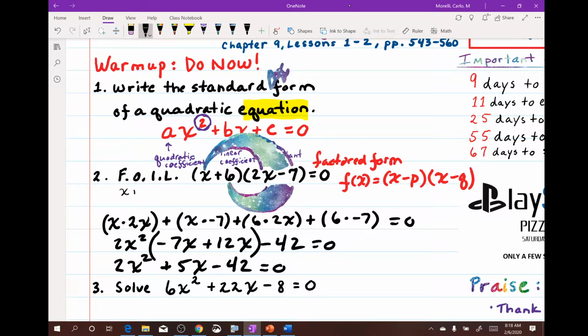X plus 6 equals 0. Right? Minus 6 on both sides. So x equals negative 6. So the solution there was negative 6. Now over here, I've got 2x minus 7 equals 0. John, what would be the first step to solving this tiny little linear equation right here? 2x minus 7 equals 0. Add 7 on both sides. Thank you, sir.